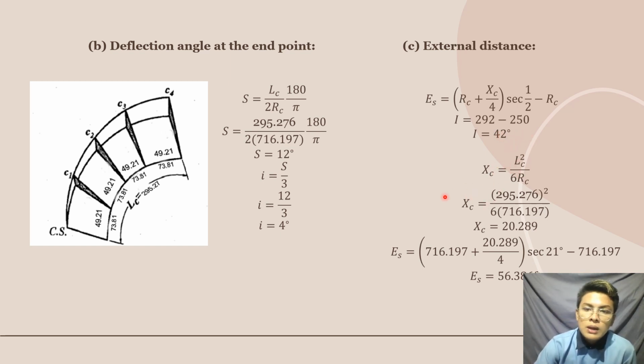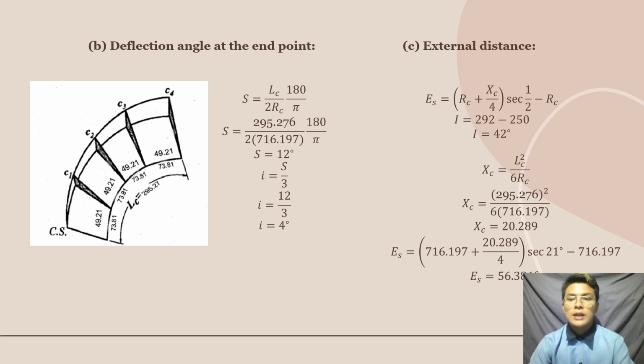Next we will have XC equals LC squared divided by 6RC. Substitute all the values and we get XC equal to 20.289. Using the general formula for external distance, substitute all the values. Here's our XC, here's our R, and here's our angle 21, because 42 divided by 2 is 21. Then we will get 56.3868 feet.